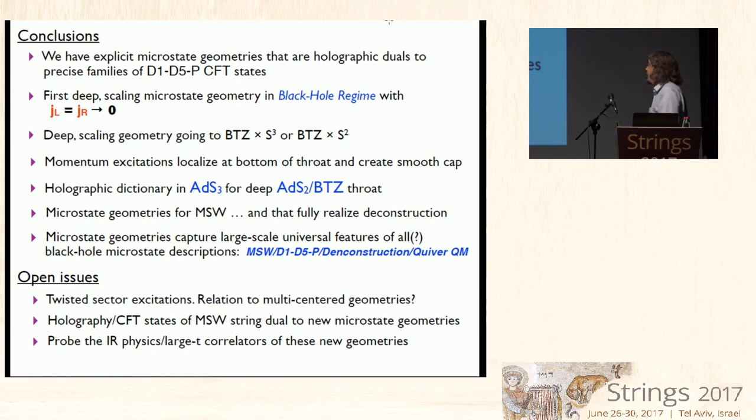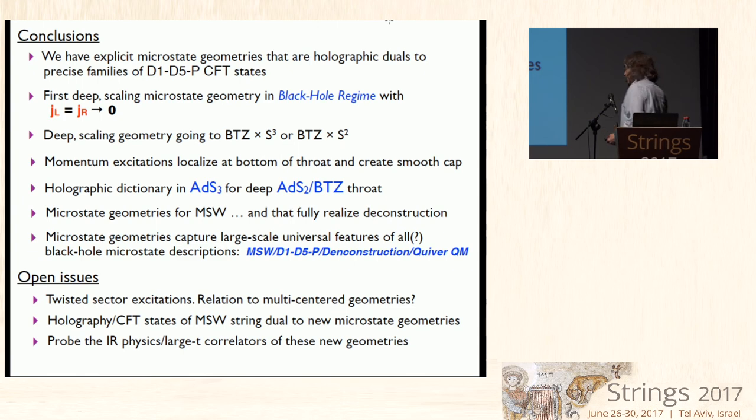Holography. We don't know much about the MSW theory. There's no weak coupling, there's no symmetric orbifold description. But we now have geometric states that should be dual to states of the MSW string. So it'd be nice to know how you might describe them intrinsically in terms of the MSW formulation.